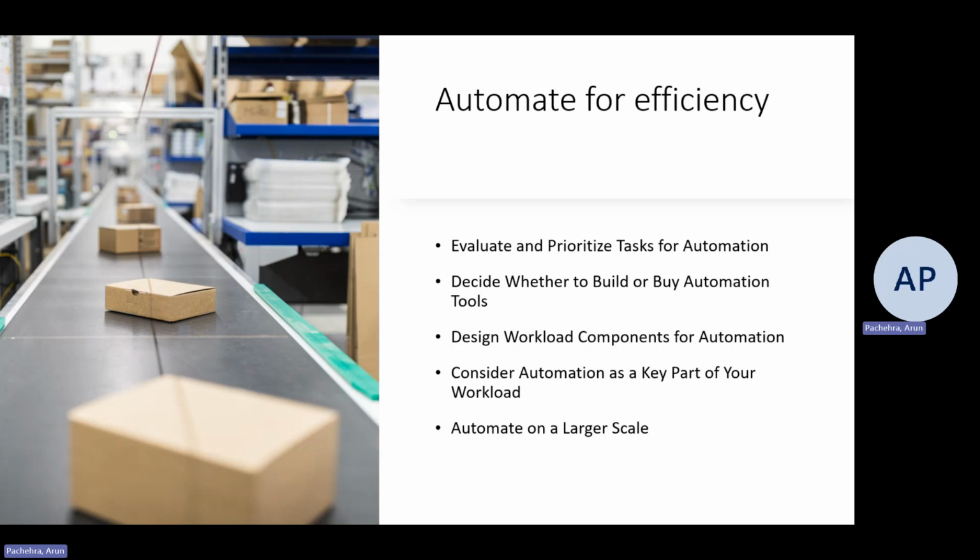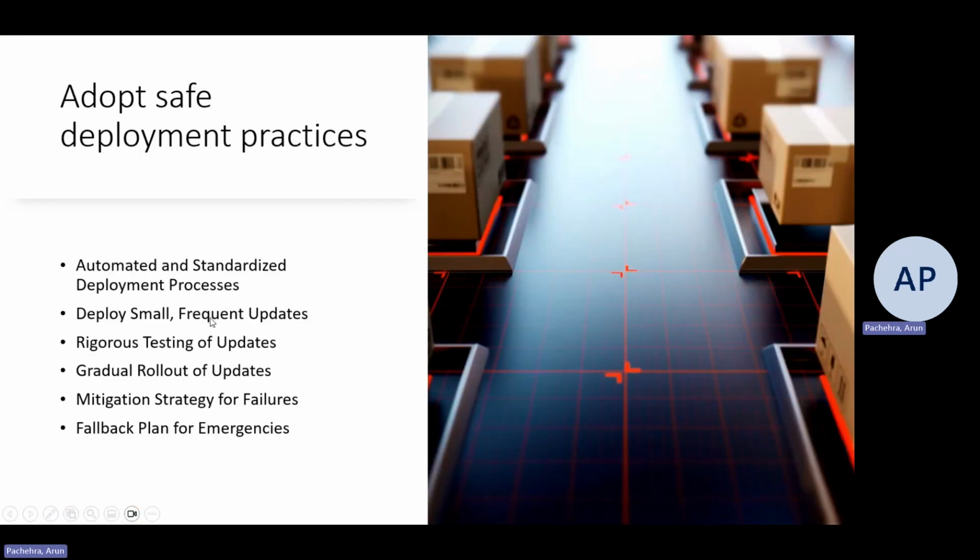So let's conclude this principle by saying automating for efficiency is about using technology to take care of the repetitive and time-consuming tasks, freeing up our team to do more valuable work. By evaluating, prioritizing, and carefully implementing automation, you can make your process faster, more accurate, and more consistent, leading to better overall performance and growth. With this, we are jumping to safe deployment practices.